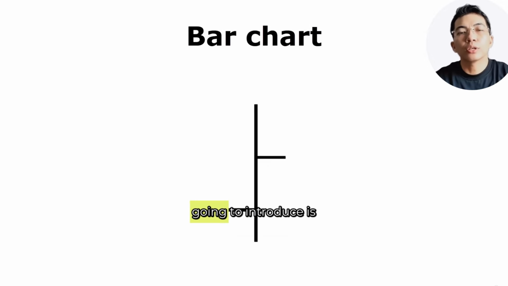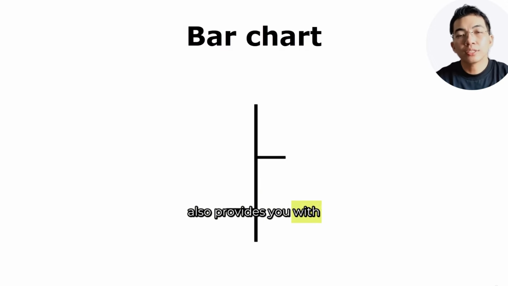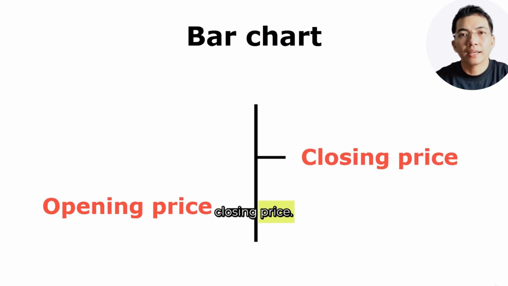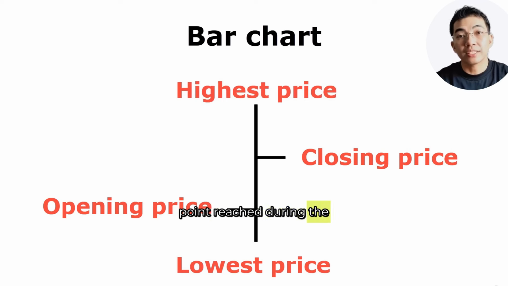The second chart I'm going to introduce is the bar chart. While the line chart gives information only about the opening and closing prices, the bar chart also provides you with information about the high and the low for the session. The horizontal dash on the left side indicates the opening price, and the dash on the right side indicates the closing price. The vertical line gives information about high and low. The bottom of the vertical line is the lowest price reached during the session, while the top of the vertical line represents the highest point reached during the session.